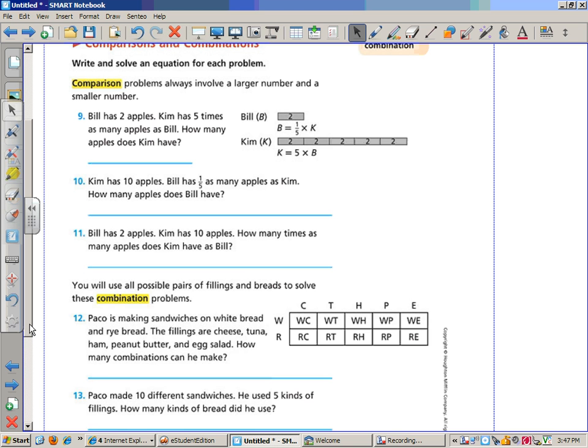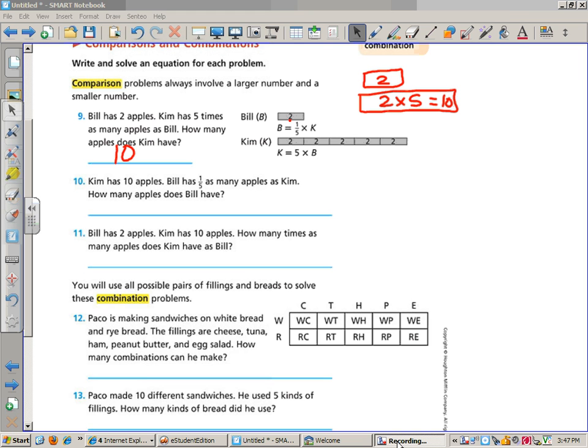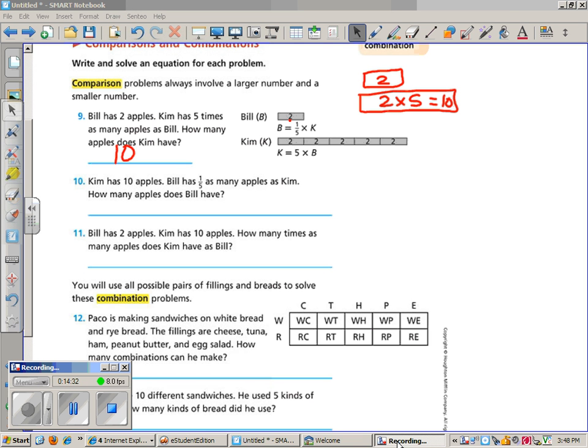But Bill has 2 apples. Kim has 5 times as many apples as Bill. How many apples does Kim have? Okay, so we're using those comparison bars. Bill has 2 and Kim has 5 times as many apples as Bill. So we can make 5 groups here in those comparison bars of 2, which some of you are really comfortable with. Or we could start with 2, and we know that one is larger, and this one is 2 times 5, and that's going to give you 10. Okay. And then Kim has 10 apples.